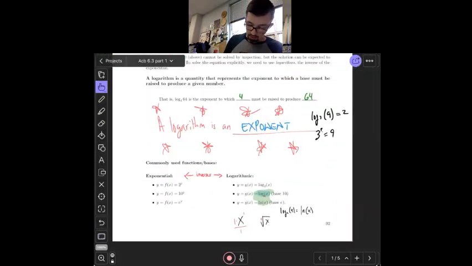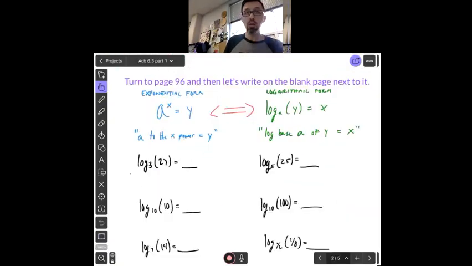All right, so I want you to turn to page 96, and then we're going to use the blank page next to that. So it's actually on the back of page 95. Malaysia, let me know if you can't get anything, okay?